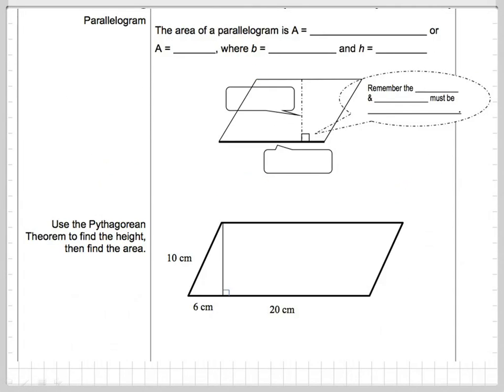So here's kind of the same thing we did for the rectangle. The area of a parallelogram is base times height, which can be written as A equals b times h, where lowercase b is your base, and lowercase h is your height. And this is actually almost all the same as the rectangle. This is your height. This is your base. And it's very important to remember that the base and the height are perpendicular.